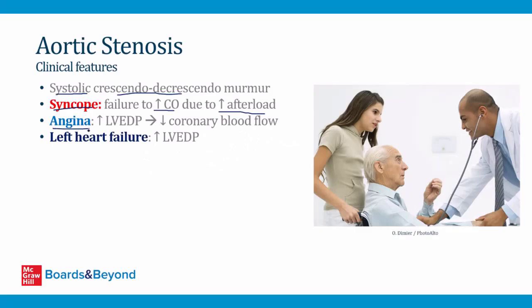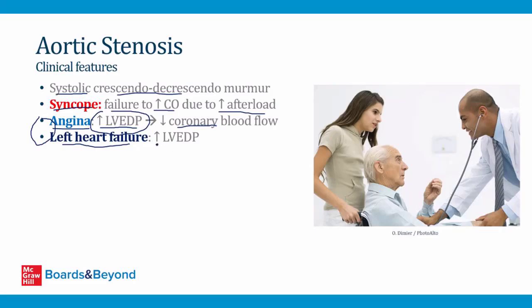You can also develop angina and left heart failure in aortic stenosis, but these are late features that only occur when aortic stenosis has gone untreated for years. Most patients do not have angina and left heart failure when they initially present with aortic stenosis. The reason angina can occur is because after years of aortic stenosis, the left ventricle gets stiff and thick and diastolic heart failure sets in, and this leads to high left ventricular end diastolic pressure. And anytime the left ventricular end diastolic pressure goes up, there's going to be less coronary blood flow. So that's how you can get angina in aortic stenosis.